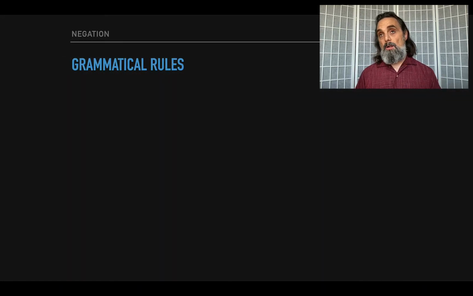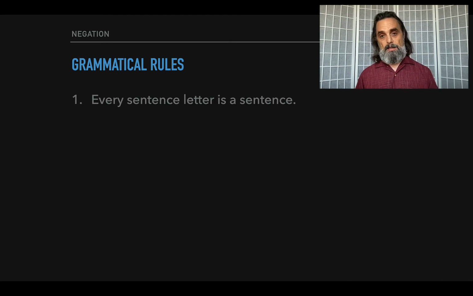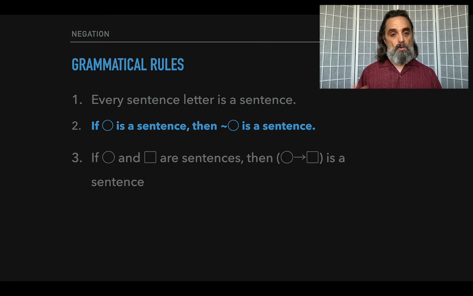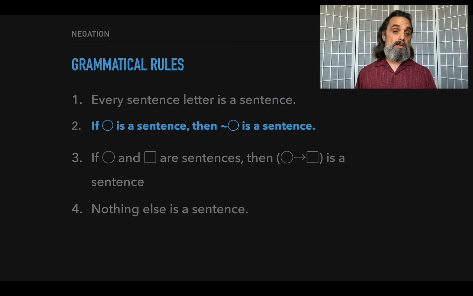We need to say how we form sentences using this negation sign, so we're going to have more grammatical rules. We have our old rule: every sentence letter is a sentence. We have a new rule that says if circle is a sentence, then if you stick the negation sign on the front, you have another sentence. So anytime you have a sentence, big or small, you can put a negation on the front and you have a new sentence. Of course, it says the opposite of what circle says. If you wanted to say circle, you wouldn't say not circle, but maybe you thought circle was false, and then it would be handy to have not circle around. And then, of course, we have our old rule for the conditional that says if circle and square are sentences, then parenthesis, circle, arrow, square, parenthesis is also a sentence, and nothing else is a sentence.